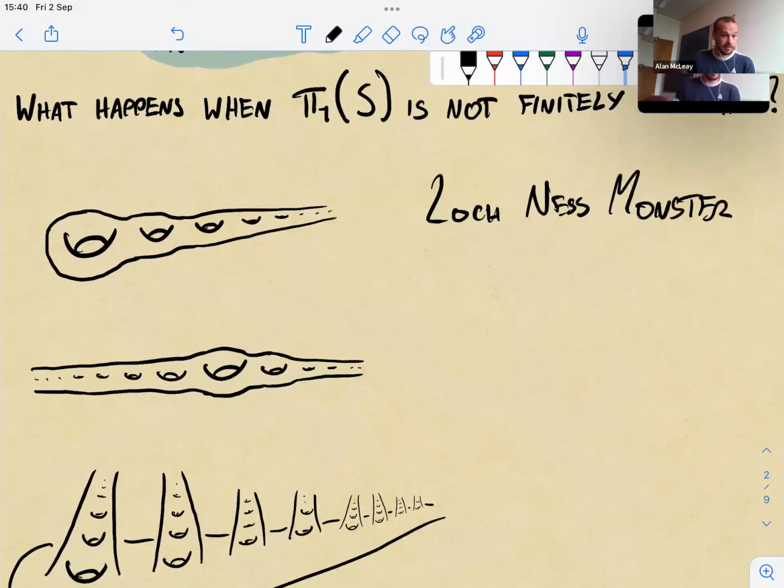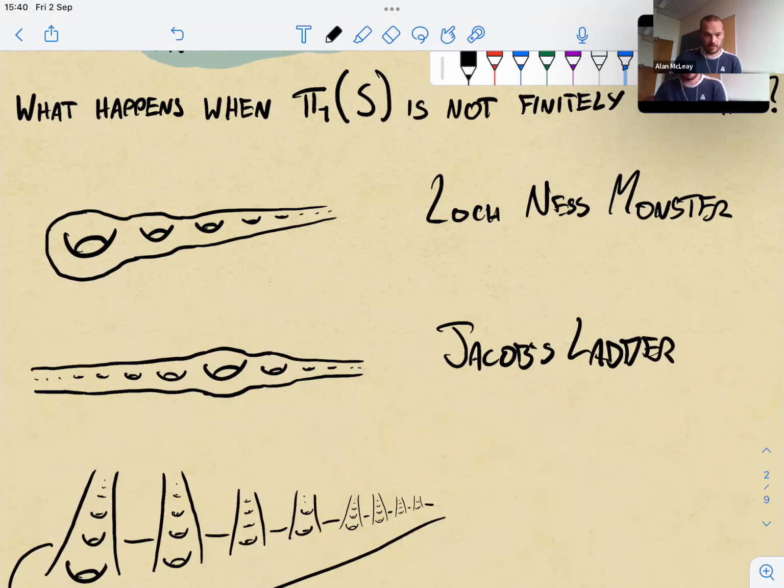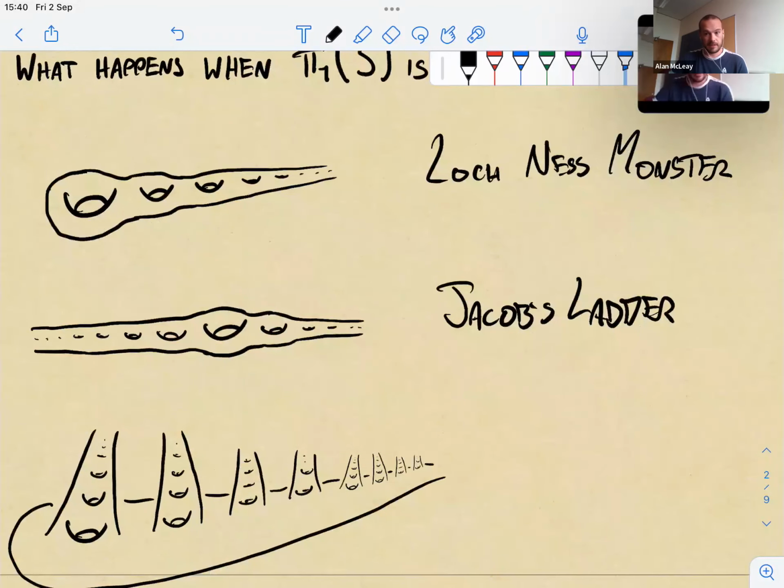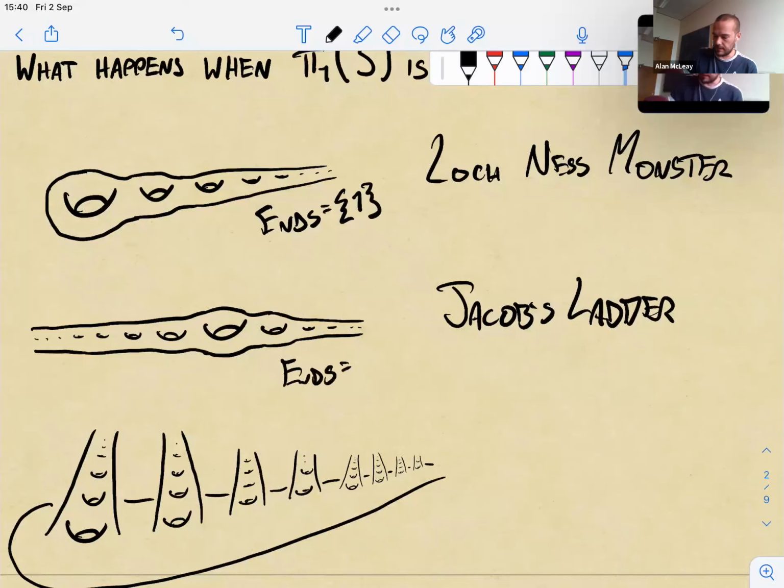The second one is the second surface. This is called Jacob's Ladder. And this is what you get if you and a friend meet somewhere, and then one of you walks in one direction, one of you walks in a distinct direction, gluing tori together. So there's two ways to escape this surface now. And the correct way of saying this is that the end space of this first one is a single point, and the end space of the second one is 2 points.